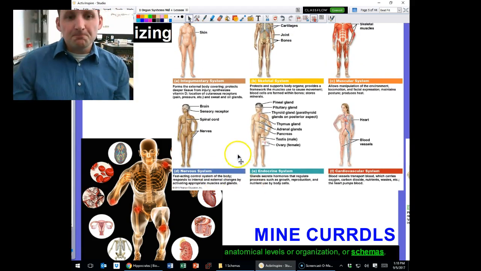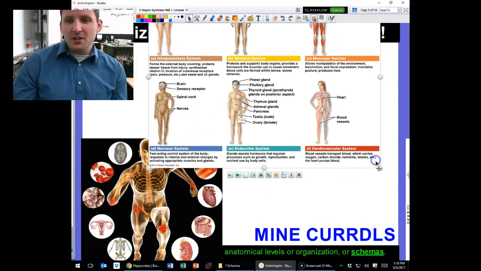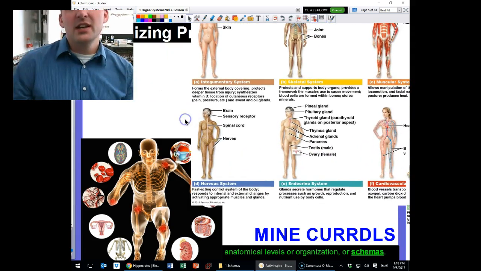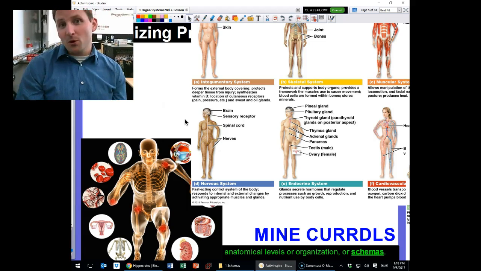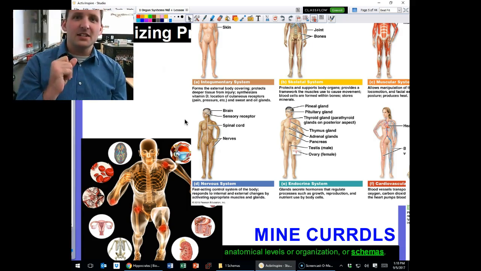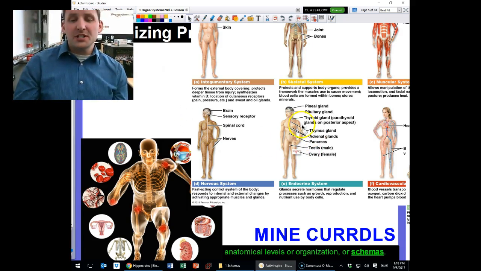Fourth, your nervous system. Your nervous system involves all your brain, spinal cord, and nerves. This is the control system of your body. Some of you might think of the brain as the most important organ of your body, and I hope to dispel you of that notion this year. But it's the fast-acting control system. Your endocrine system is your slow-acting control system.